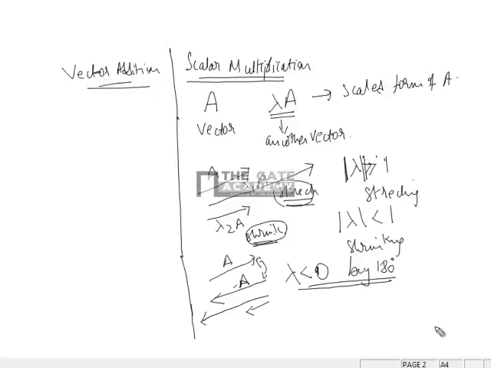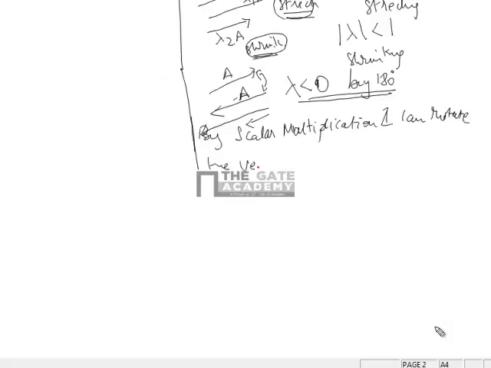By scalar multiplication, you should understand one thing: I can rotate the vector by 180 degrees. If lambda is greater than 0, I am rotating it by 0 degrees. Whatever the angle of A, the same is the angle of lambda A. If lambda is less than 0, I am rotating by 180 degrees.